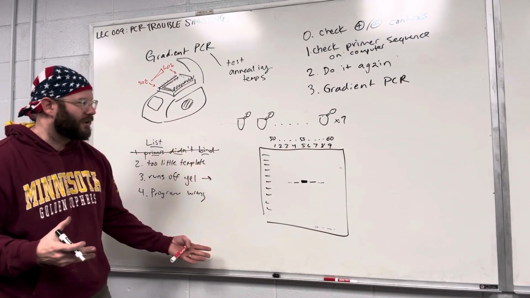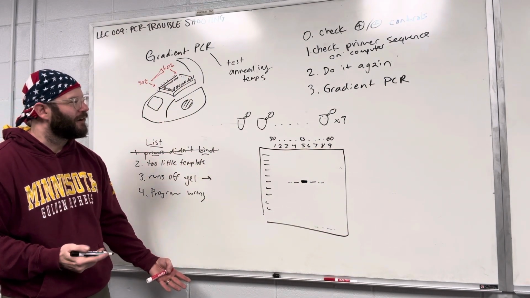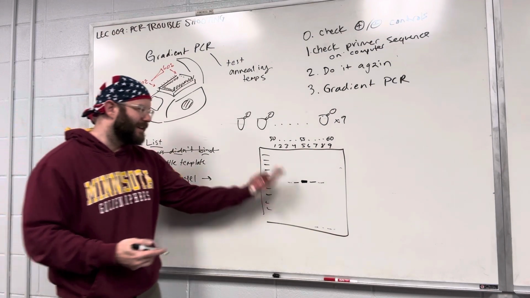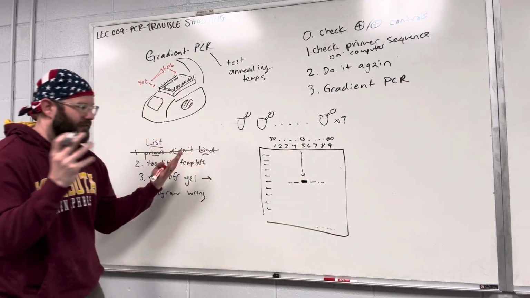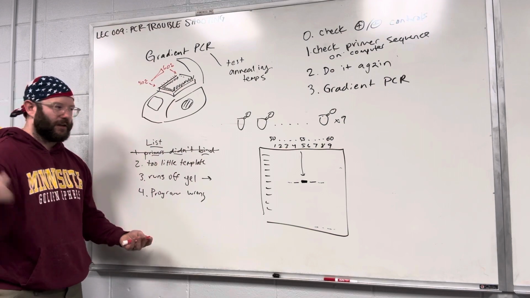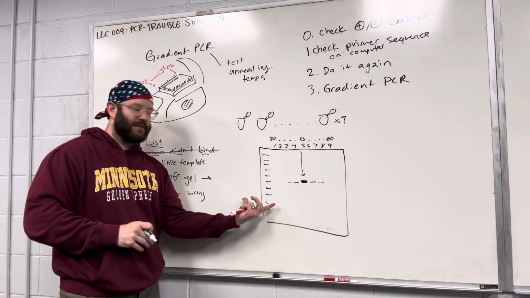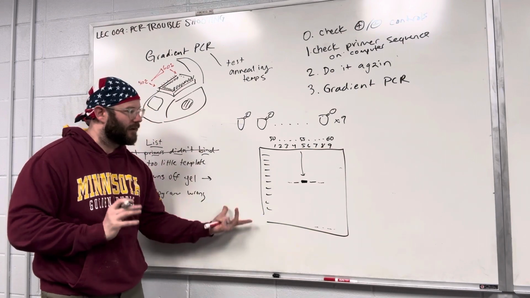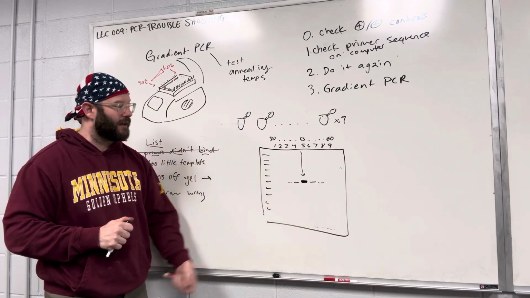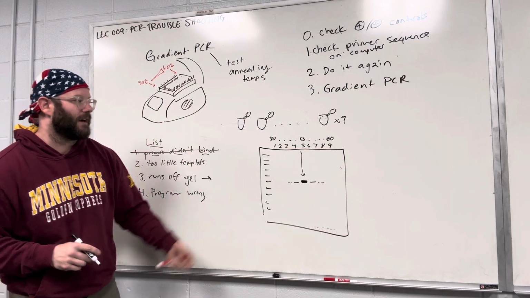What would you conclude? What's the best annealing temperature? 55. Yes, okay. So this is a very, very fast way to quickly screen through a whole bunch of different annealing temperatures. And in my experience, this fixes most PCRs very quickly. You'll find a good annealing temperature via this mechanism.